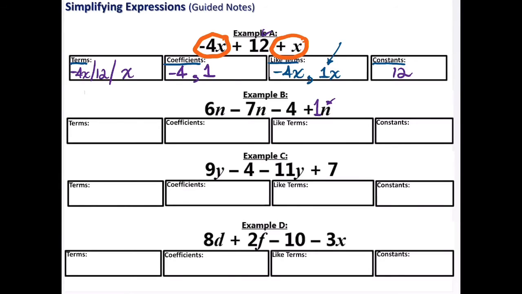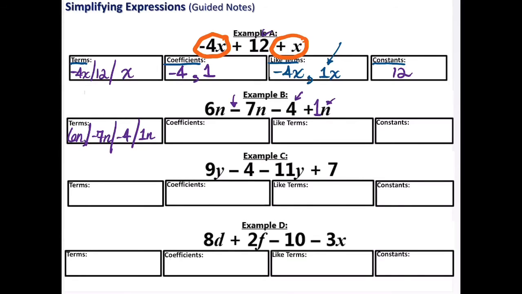So the terms, we have 4 terms here. We've got 6n, we've got negative 7n is a term. Now notice I'm including the sign that is in front of the coefficient as part of the term. Now that term right there is negative 4, not just 4, but negative 4. And then we also have 1n. So we have 4 terms in there.